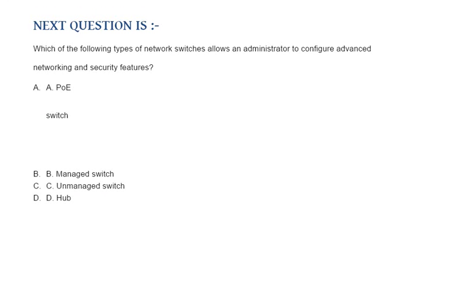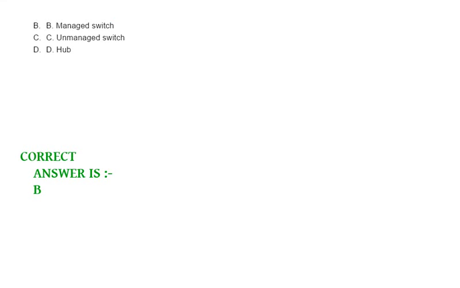Next question is which of the following types of network switches allows an administrator to configure advanced networking and security features? Option A. PoE switch. Option B. Managed switch. Option C. Unmanaged switch. Option D. Hub. Correct answer is option B.